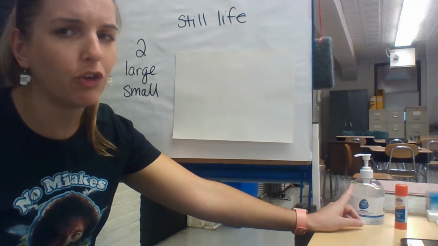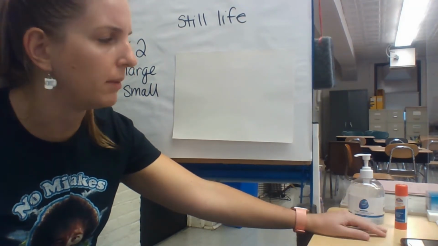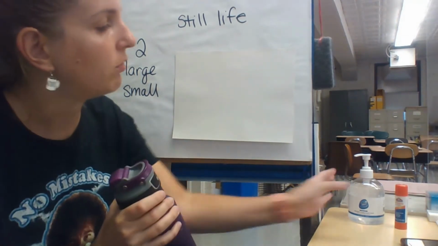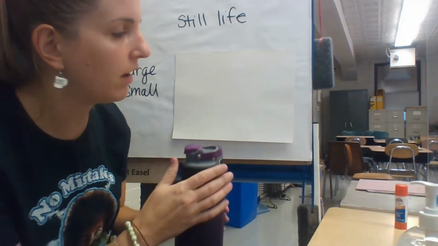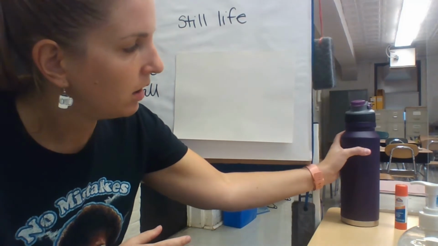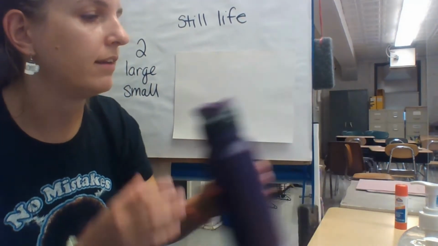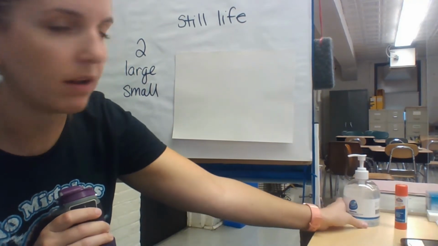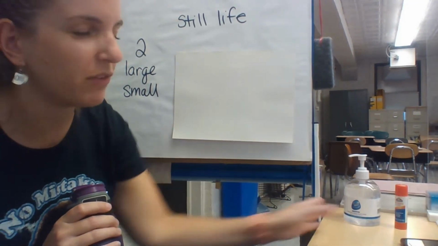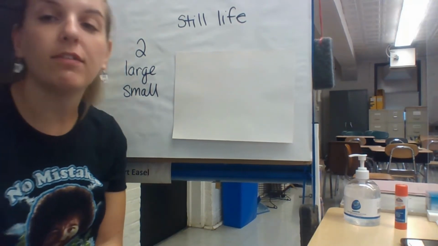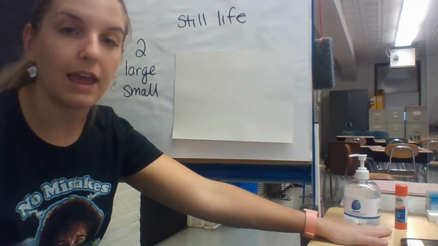I didn't want to go too big. I thought about drawing my water bottle, but I didn't want to make it too much bigger. Unless maybe I switch it out. I'm thinking either my hand sanitizer or my water bottle. But I'm thinking the hand sanitizer because I really like the shape and I want something a little bit more different to draw shape-wise. So I'm going to stick with the hand sanitizer. And my small object is a glue stick.